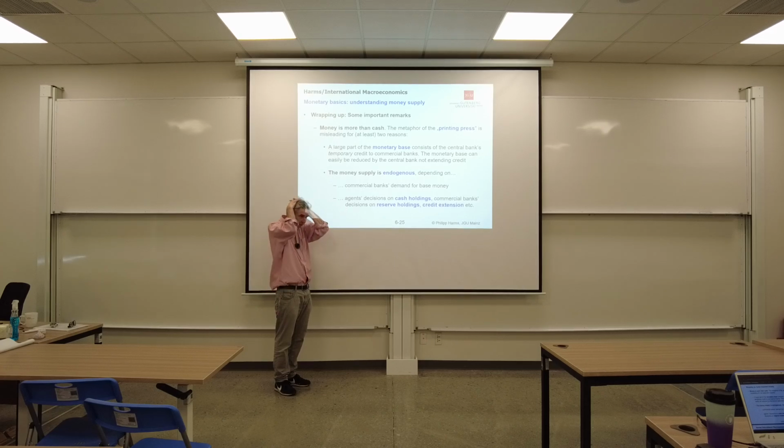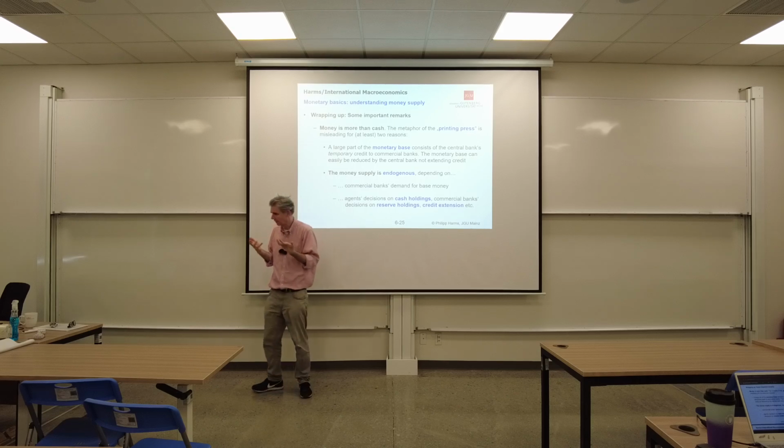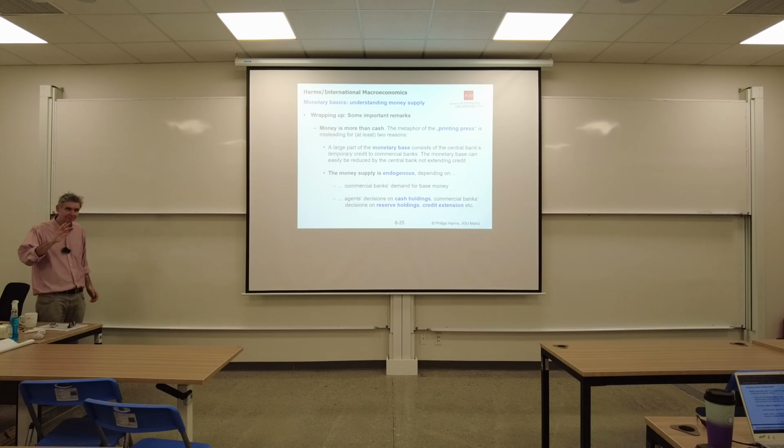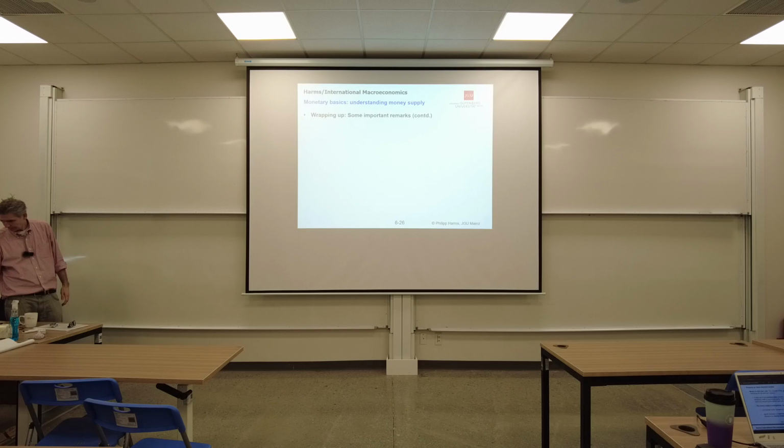So in our models, we usually say money supply is exogenous. In reality, it's not, right? It very much depends on banks and households and firms' decisions. That's something that is, in most macro models, swept under the rug, which is problematic, but you have to simplify at some point. Let me skip that. Good.